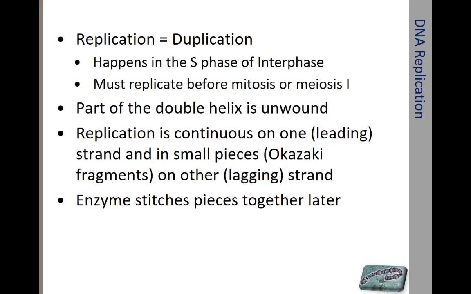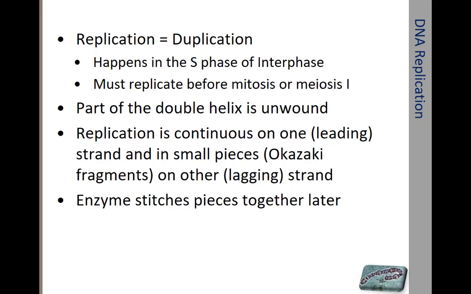Our first step, as we talked about, is that part of the double helix has to be unwound. We can't do all of it at once, if you remember, because the DNA that's in a single cell, if it all stacked end to end, is over 2 meters long. That's way too big. So we just unwind little sections at a time, make our copies, and wind it back up as we go.